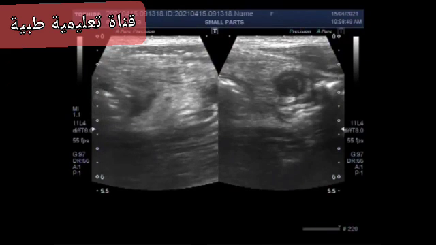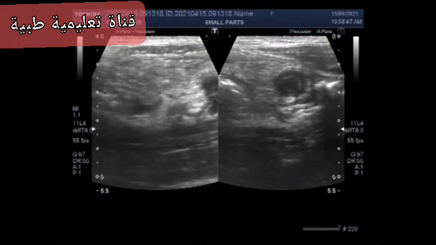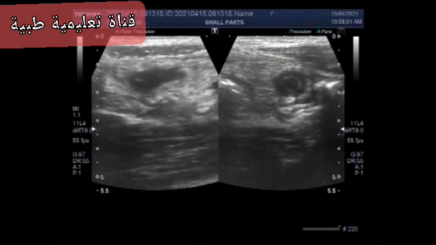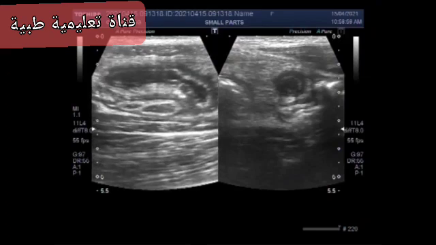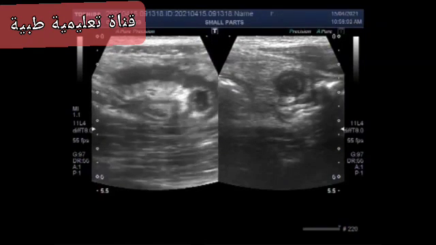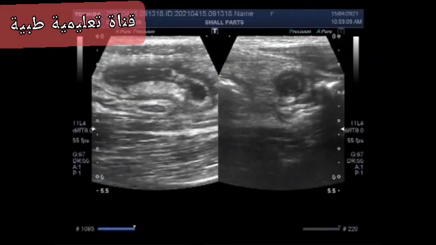On the right side of this picture, you can see the appendix on the cross-sectional scan as a concentric circle. But on the left-hand side of the picture, you can see the whole length of the appendix. By using a high-frequency linear probe, you can see the tubular structure in the right iliac fossa surrounded by a hypoechoic rim. This is the transverse view on the left side of this picture. Now by sweeping the probe, you can see the longitudinal view of the tubular structure.